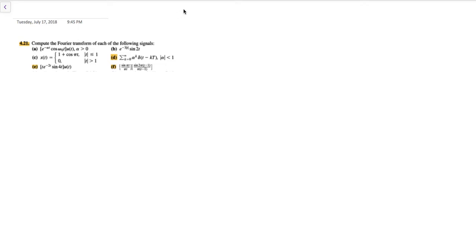Let's look at problem F. In our case, it's two signals multiplying together. The first signal is sine pi t over pi t, which is a sinc signal. It's from the Fourier transform pairs in our Fourier transform sheets.